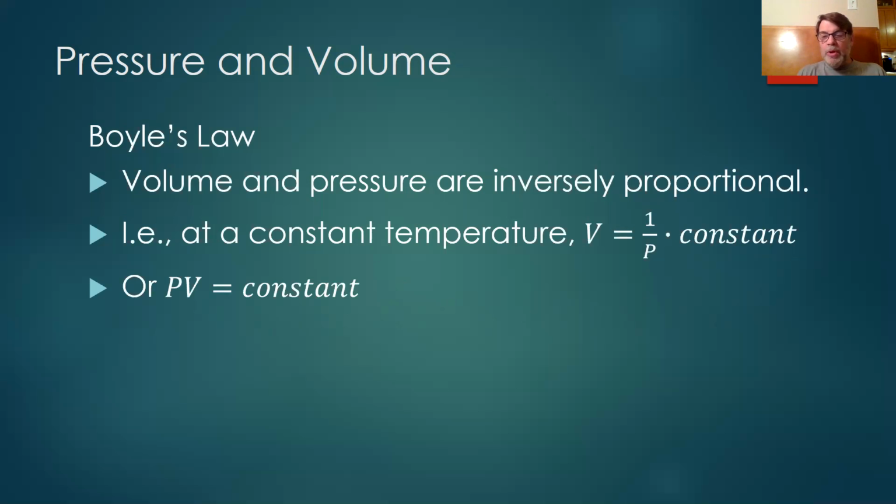Another way of saying this is that if you multiply P times V, you get a constant. So using a little algebra, if you multiply both sides by P, this becomes 1, and this side becomes PV. So PV equals 1 times a constant. Therefore, PV equals a constant. So this is Boyle's law, that volume and pressure are inversely proportional, which means that P times V equals a constant. Okay, so that was the beginnings of gas laws with Robert Boyle in the 1600s.